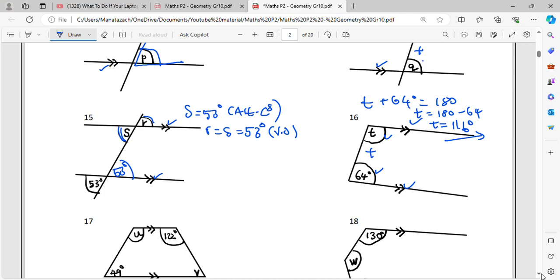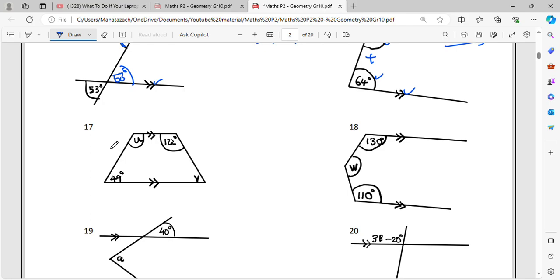Okay, now let's do question 17. These two angles are co-interior since you've got two parallel lines. So we'll say U plus 49 is equal to 180, co-interior. That means U is 180 minus 49. U is 131 degrees.